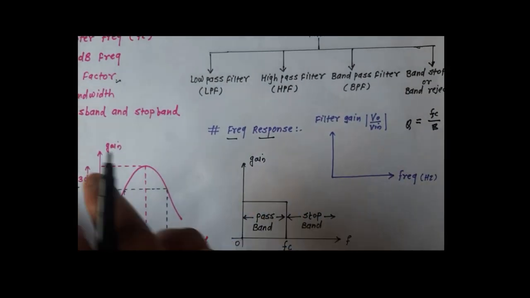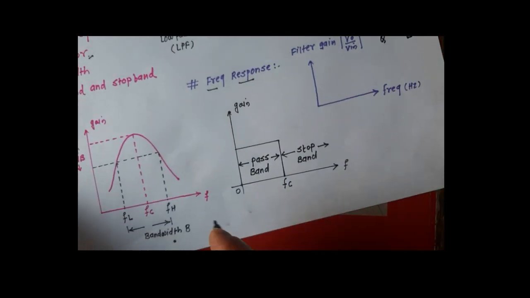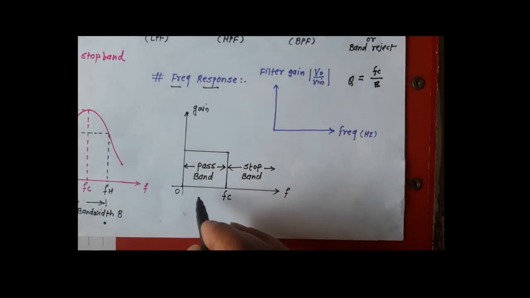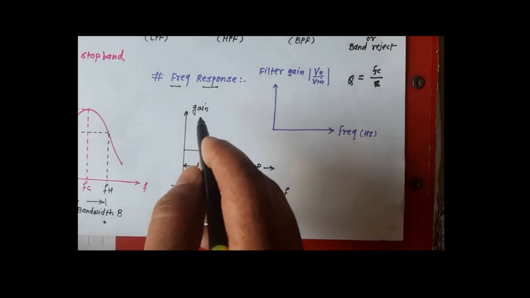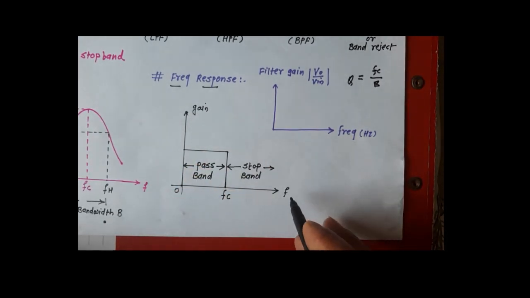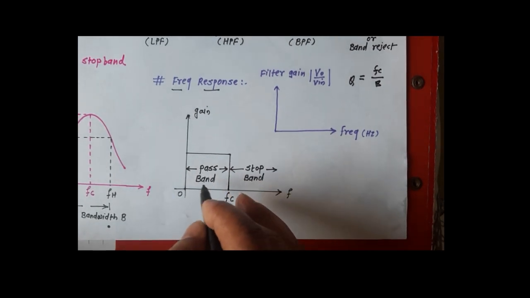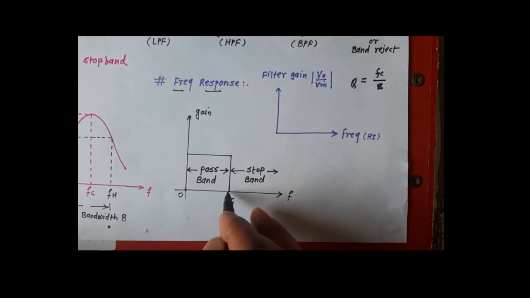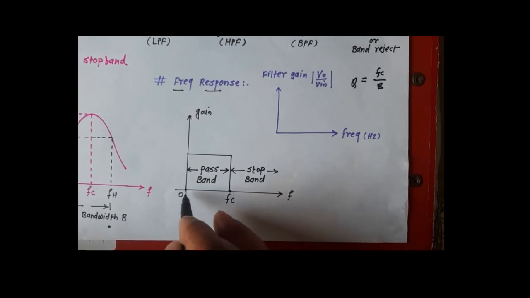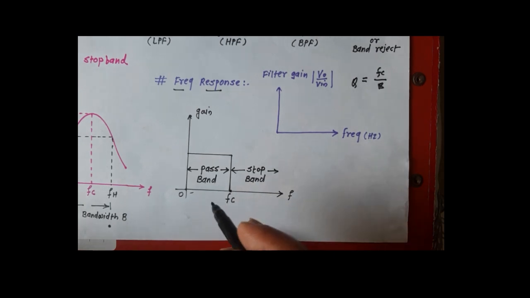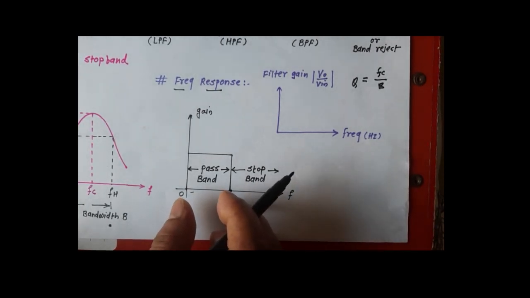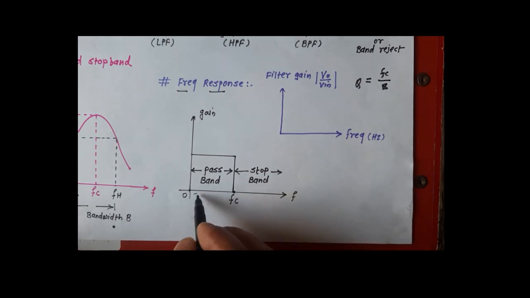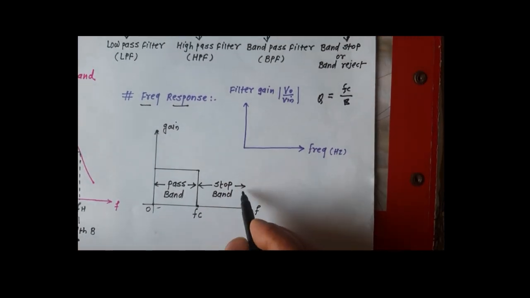What do you mean by pass band and stop band? Here is one diagram which shows the pass band and the stop band. The y-axis shows the gain, the x-axis shows the frequency. It is the range of frequencies from 0 to this point. This is the range of frequencies which are allowed to pass to the output without any attenuation, called the pass band. And this is the stop band.